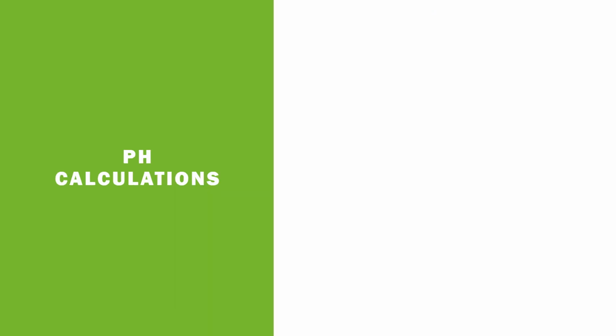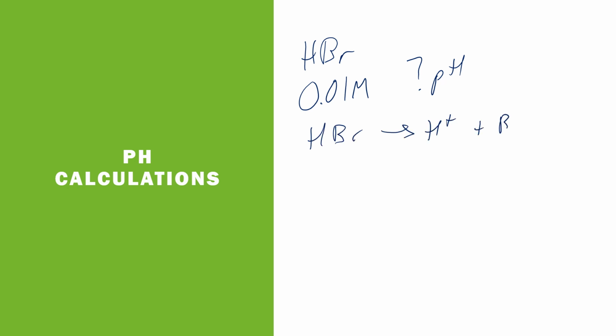So like I said, if you have a strong acid or a strong base, you can just use that. Let's use HBr, and let's say I have a 0.01 molar solution of HBr, and I want to know what the pH value is. Well, HBr is a strong acid. It completely breaks up into hydrogen and bromide ions. You could also write it as HBr plus water yields hydronium plus bromide. But either of these is fine.